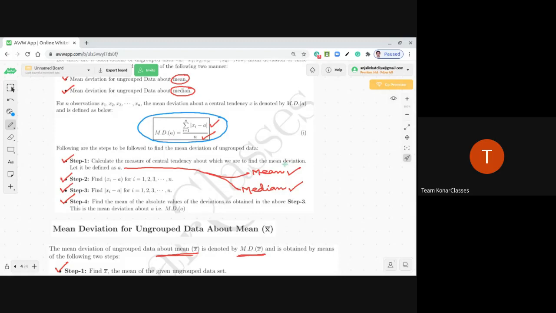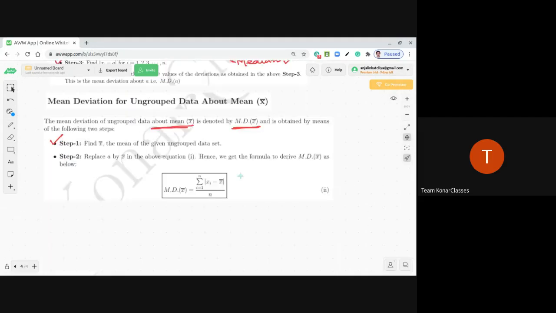MDA is equal to the summation, i equal to 1 to n, of mod of xi minus a, divided by n. And here we are making a replacement, A by X bar, and we get this definition, which is the one for finding the mean deviation about the mean. I repeat, dear students, mean deviation of ungrouped data about the mean.